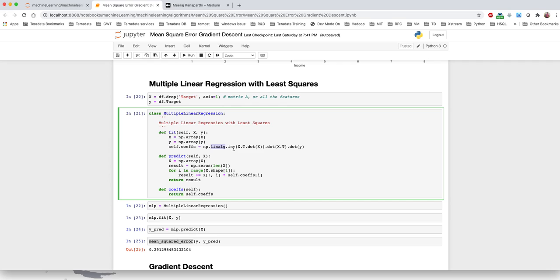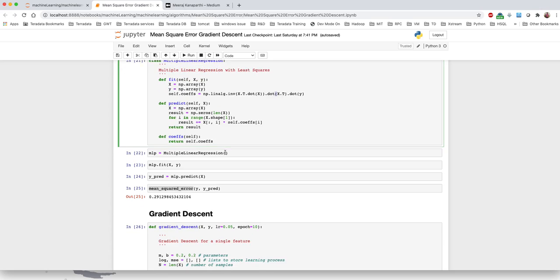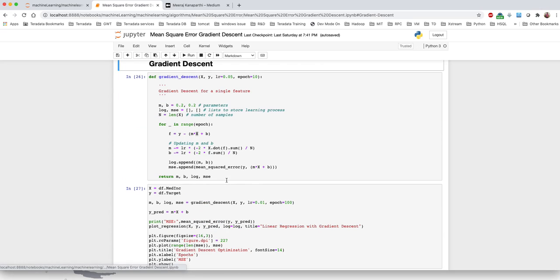Now, this is the closed form solution. You can see we are using the inverse. We are calling the inverse of x transpose x. So this is a kind of closed form. Sometimes it will take a lot of memory and it may even crash. So instead we can use something called the gradient descent algorithm.